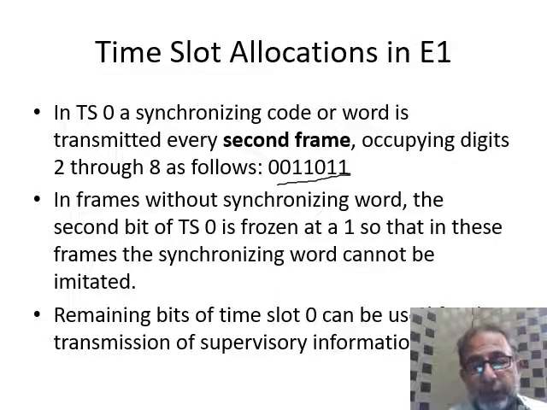In frames without the synchronizing word, the second bit of time slot 0 is frozen to 1, so that in these frames the synchronizing word cannot be imitated. So in this way it is identified that it is the start of a new frame. Remaining bits of time slot 0 can be used for the transmission of supervisory information.